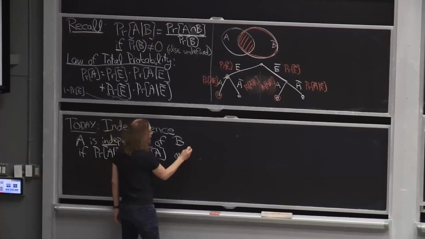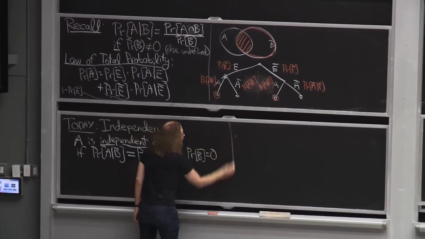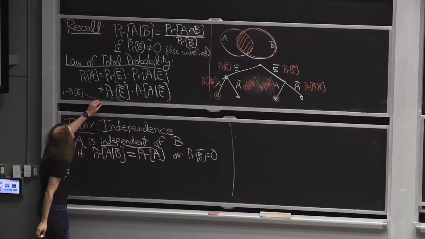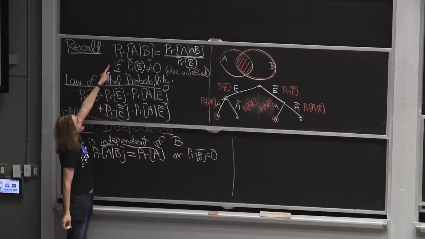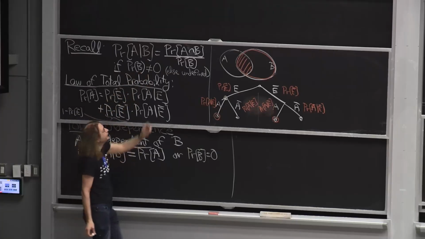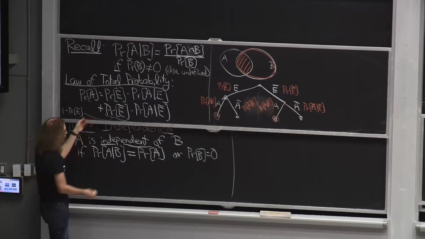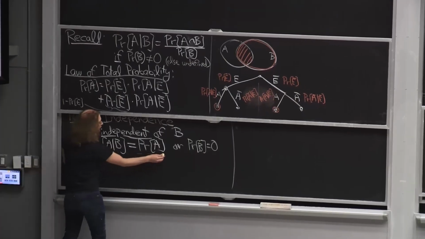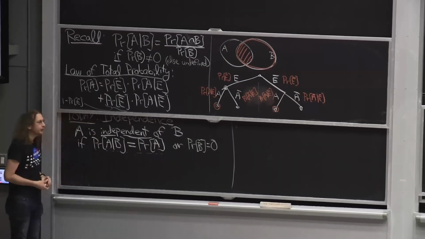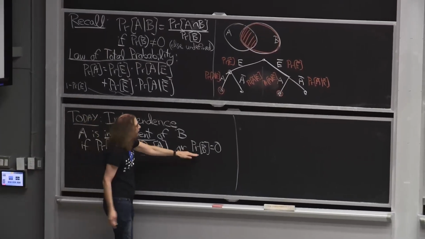We have to also say, or the probability of B equals 0. For this annoying technical reason, which I forgot to mention up here, the probability of A given B is not defined when the probability of B is 0, because then you get a division by 0 error. We don't like those. So I don't even know what this means when the probability of B is 0. So we need to say whether we're independent in that case, and we are.